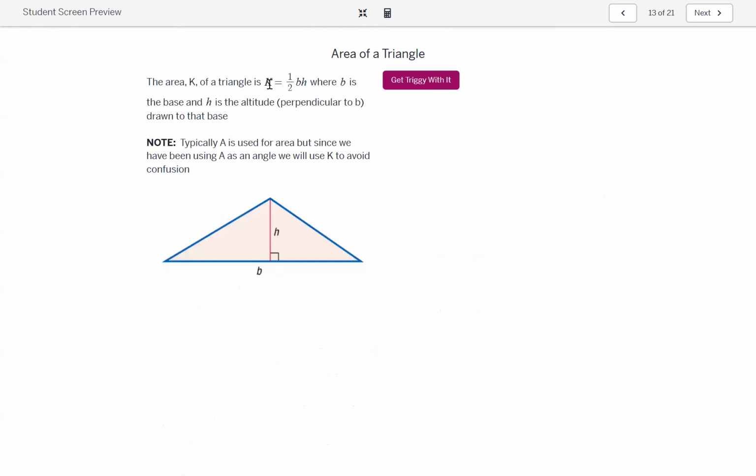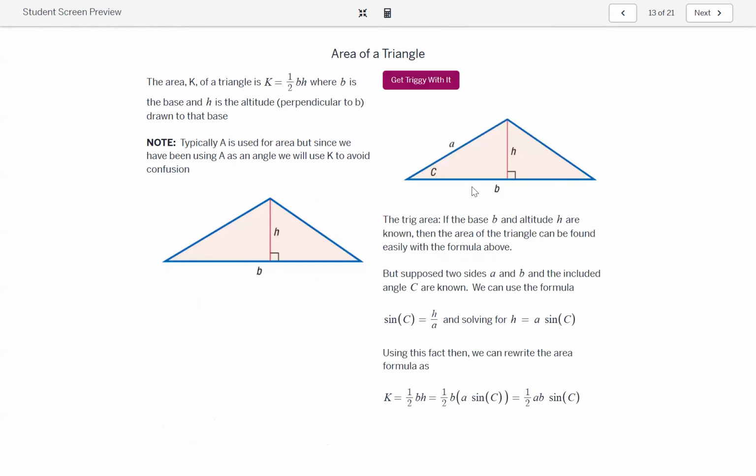All right, now there is one other formula. We don't use it that often, but when you have a non-right triangle and you draw in the height, if you know angle C, so if this is angle C, then the other two sides are A and B. So if I know two sides and the angle in between them, my trig function with sine of C would be the height over side A, and we solve and we get A times the sine of C.